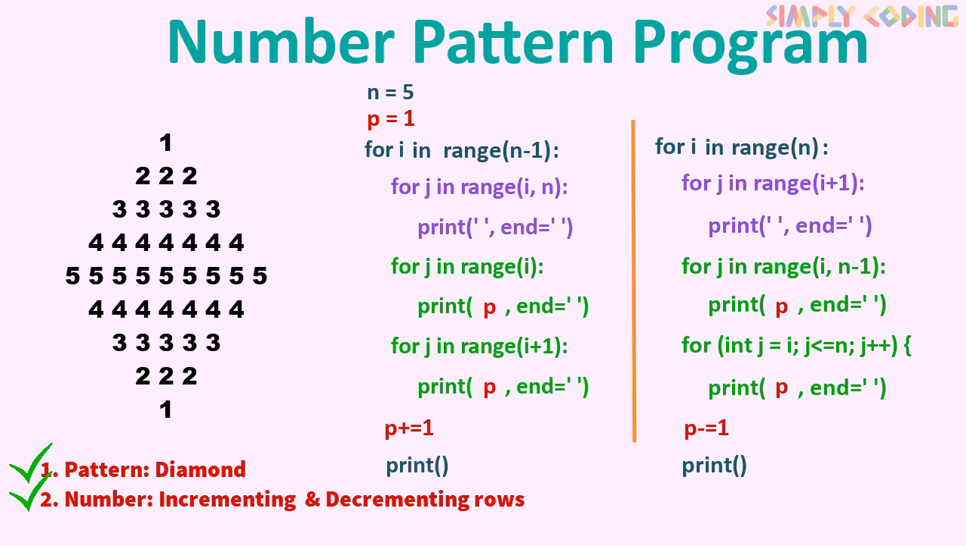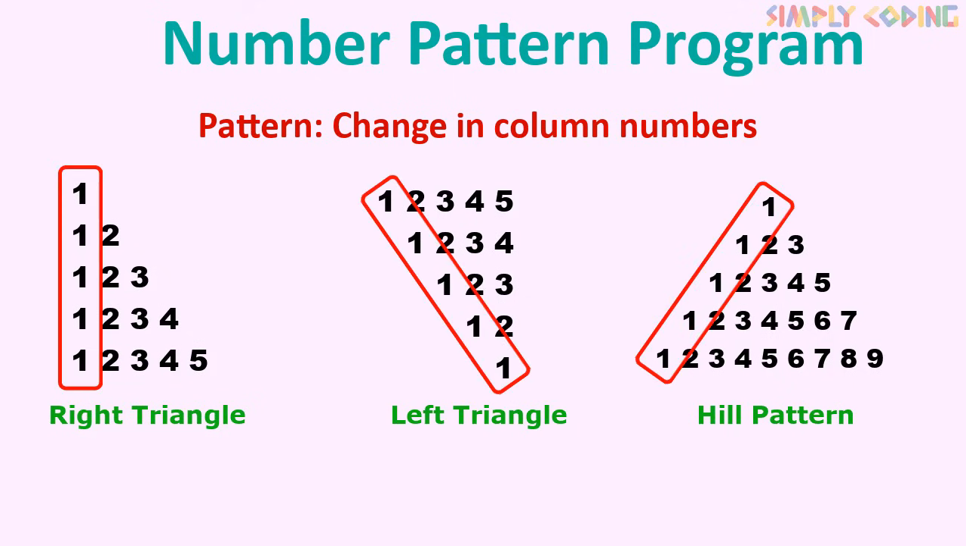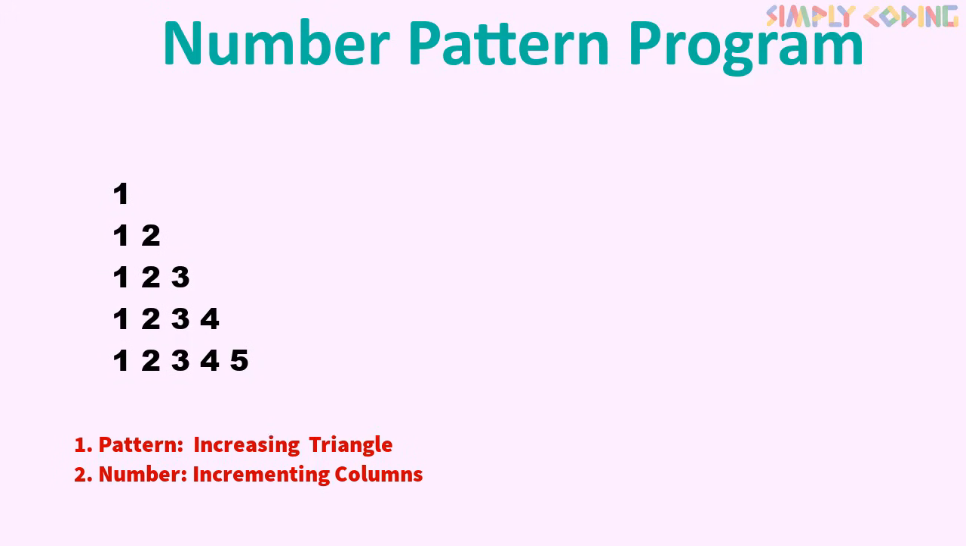Now all this was where the number in a row was constant. What if there was a change in column numbers? Let's see these patterns now. Now we do know that the column printing is managed by our inner loop. What we see in all of these patterns is all rows start with 1 and then increment by 1 till the end of the row. Let's take this one as an example.